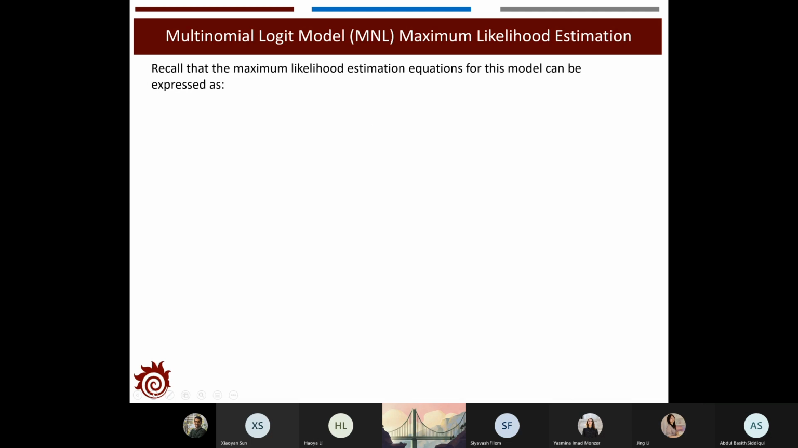And now let's recall the maximum likelihood estimator as what we derived previously.